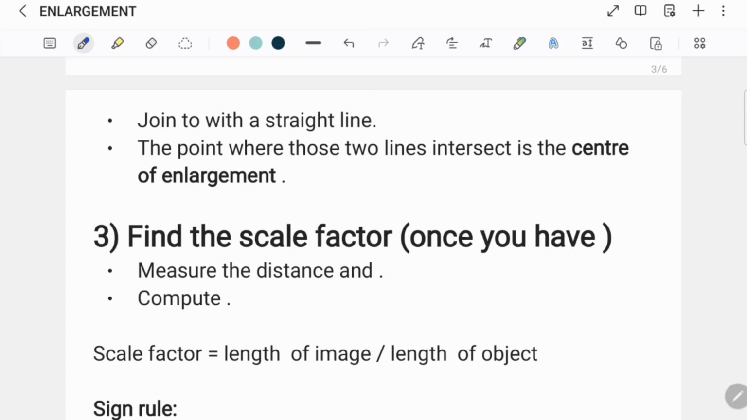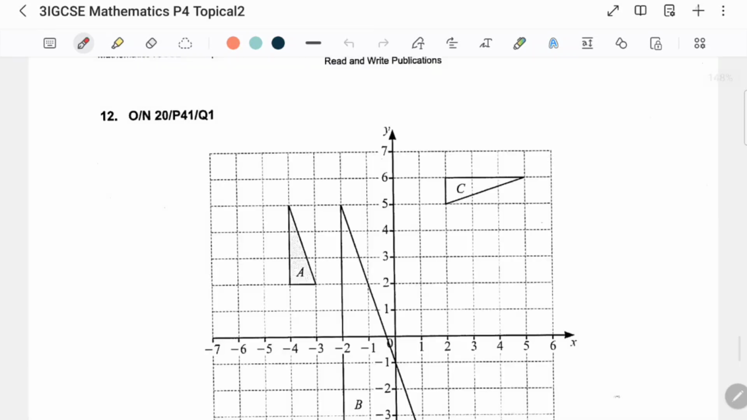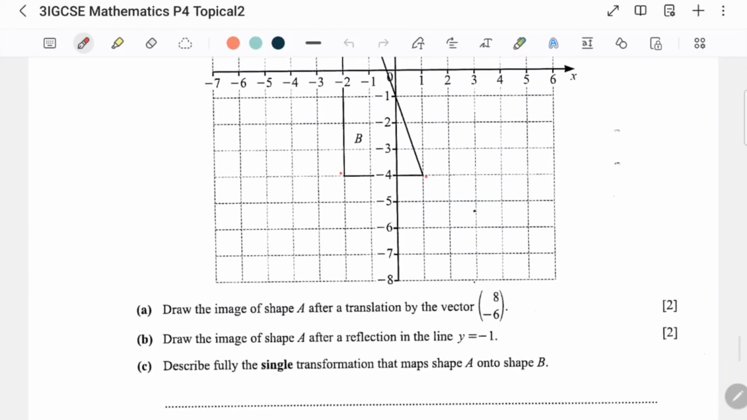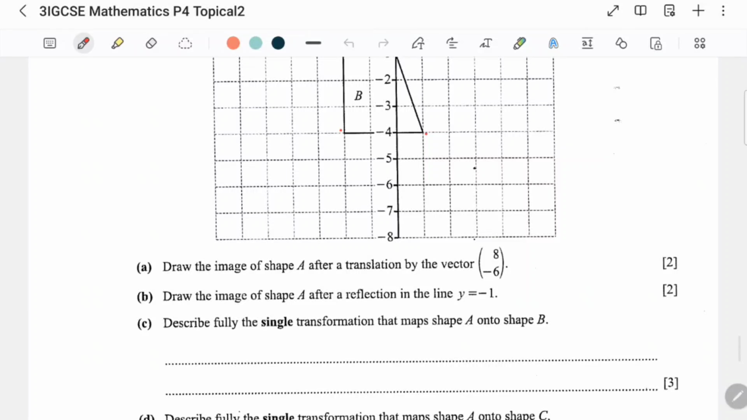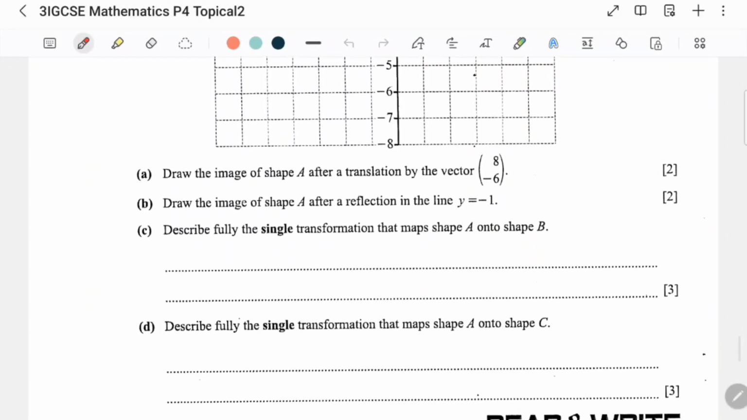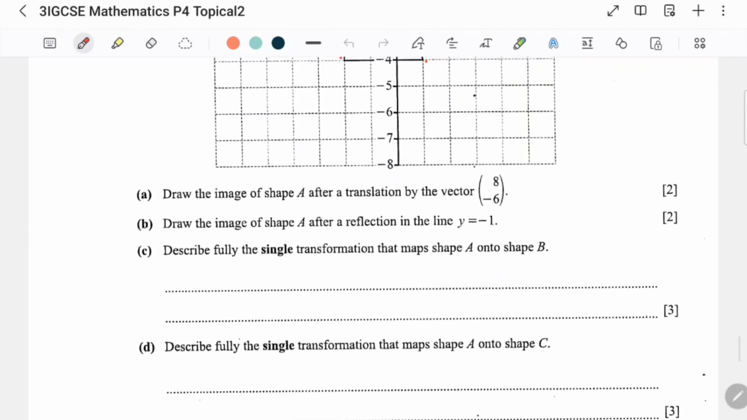So let's do some past paper questions, then you can easily understand how to describe such questions. Alright, so grab your pencil, ruler and eraser and start working with me. Let's begin. This is October-November 2020, paper 4-1 and question 1. So we are working on part C: describe fully the single transformation A onto B. That's part C.